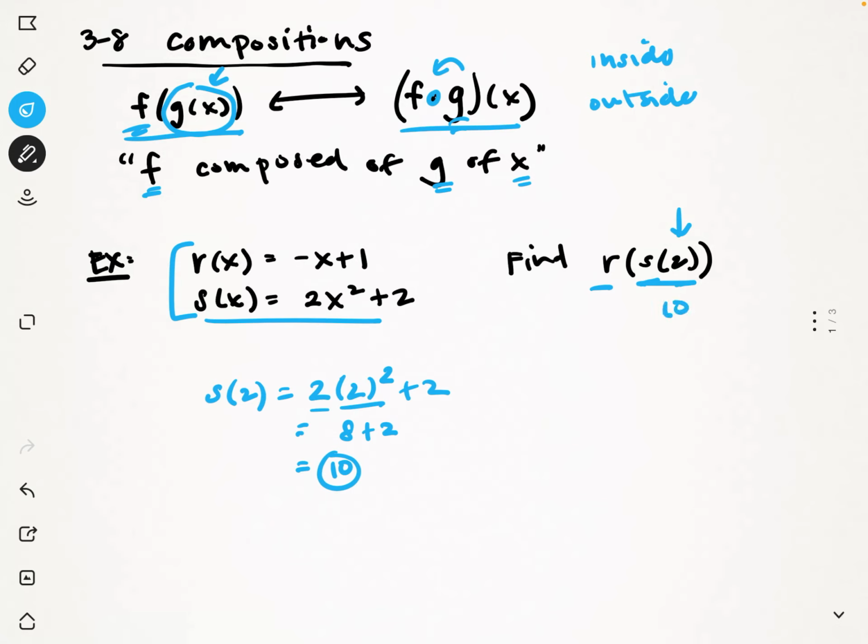So now we're going to find the R of that. So R of 10 is going to be equal to, well, we're just going to plug in 10 here. So negative 10 plus 1 is negative 9. So the answer to this whole thing is just negative 9. Now what we could have done is we could have plugged in all the things all at once and made it complex. But since we're starting off, let's start off the easiest way possible, and we're going to work our way inside out.